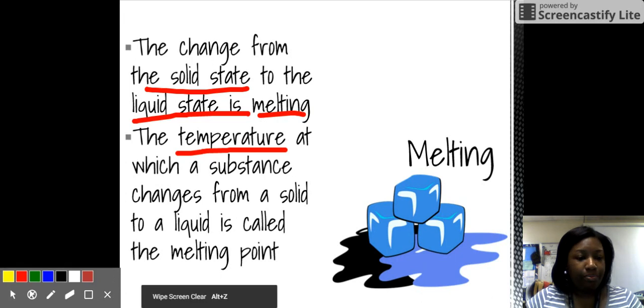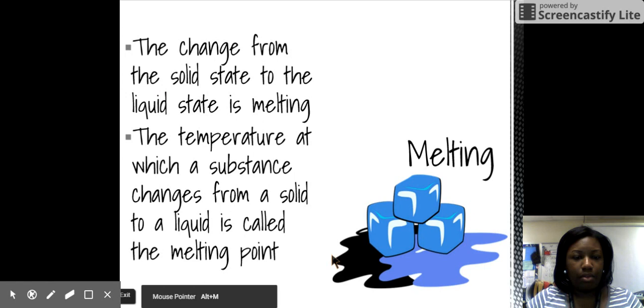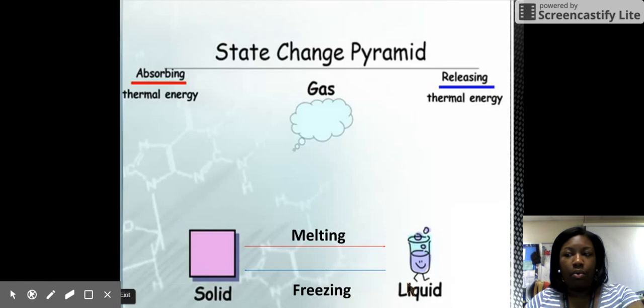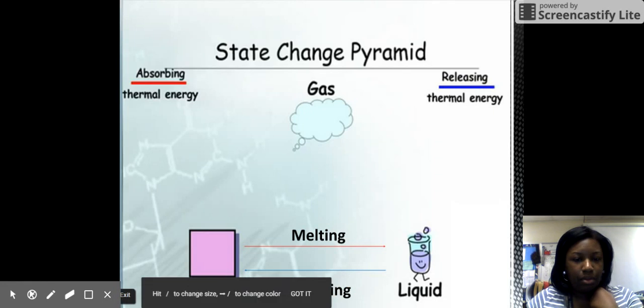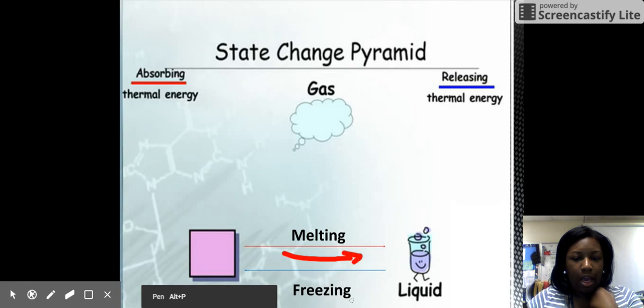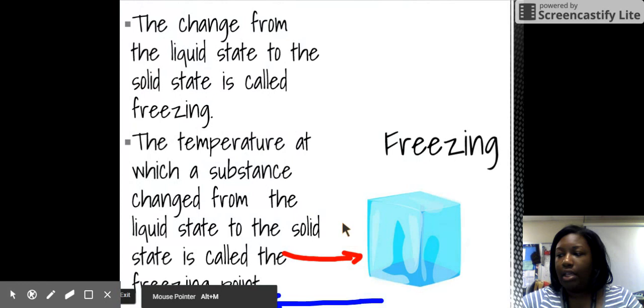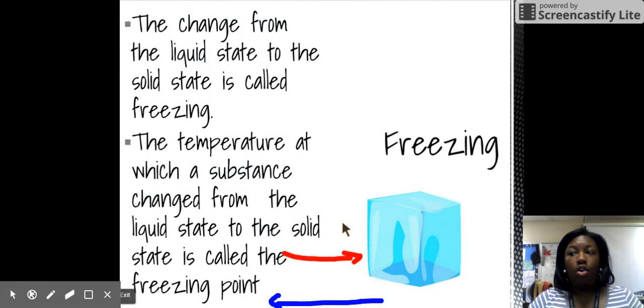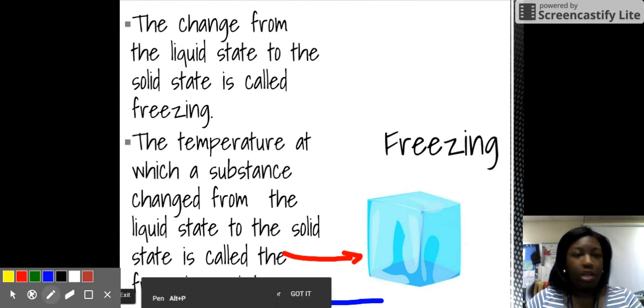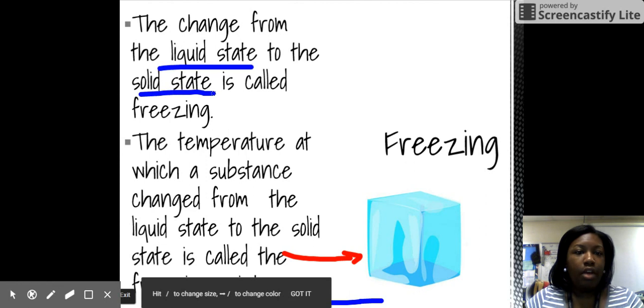So now we're going from a liquid to a solid. That is freezing, as you can see right here. We have the melting going this way, and we have freezing going that way. With freezing, you're changing state from a liquid to a solid. That's the common sense that we all should know. From a liquid state to a solid state is freezing.